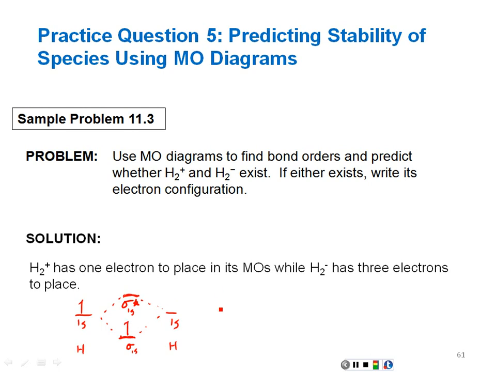What is the bond order? That would be 1/2 times 1 minus 0. We have one bonding electron, no anti-bonding electrons. So we get a bond order of 0.5. So theoretically, that would be possible. And its electron configuration then would become sigma 1s 1.